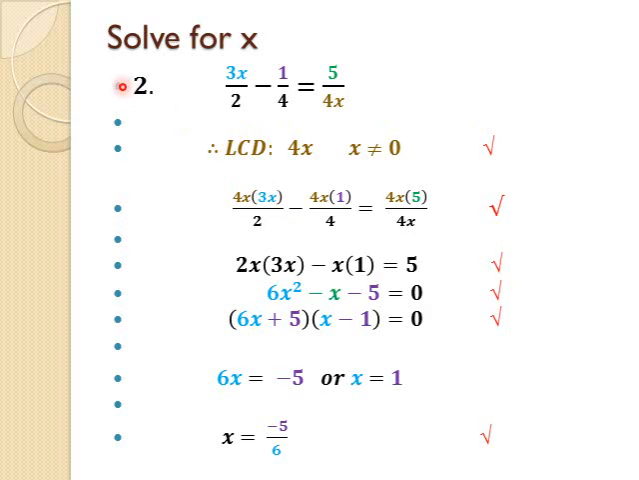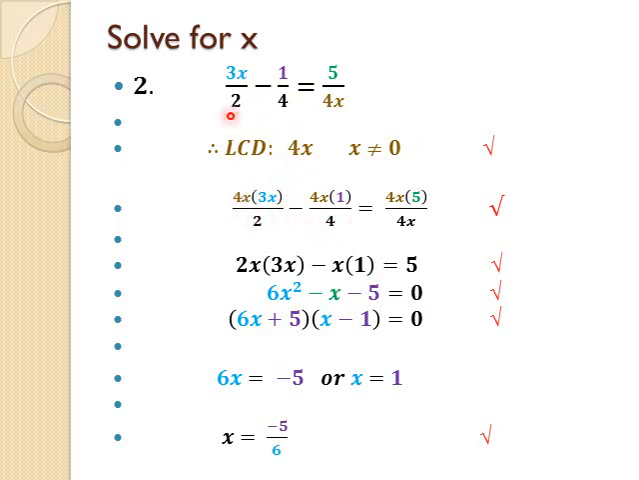Right, now in problem 2, I have three fractions: 3x over 2 minus a quarter equal to 5 over 4x. My lowest common denominator is 4x, meaning 2 can go into 4, 4 can go into 4, and for all of them I need an x. Again, take note, x cannot equal 0, because 4 times 0 would be 0, and 5 divided by 0 would make it undefined. I've included an extra step here and multiply everything by 4x.